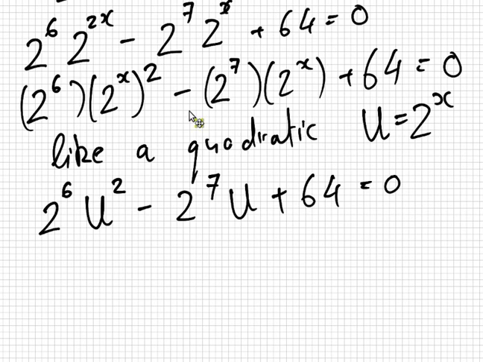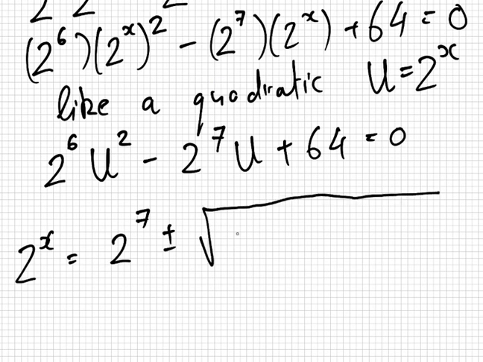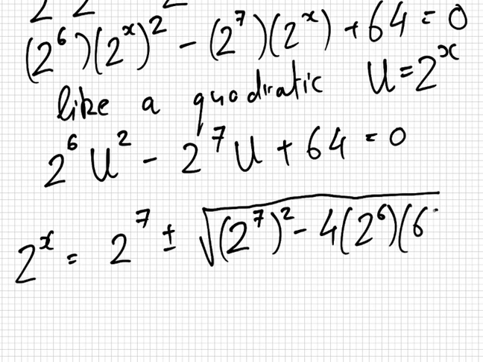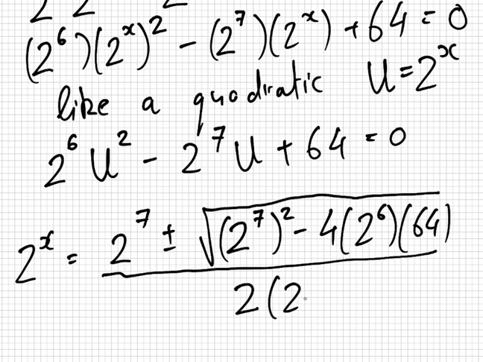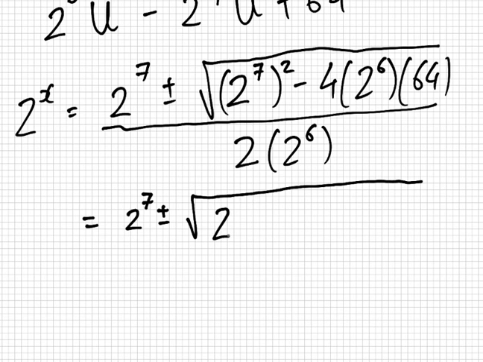Now, I've used the minus b formula here. So I get 2 power x equals minus b plus or minus the square root of b squared, which is 2 power 7 squared, minus 4ac, all over 2a. Now we can do a lot of cleaning up here. This is 2 power 7 plus or minus square root. This is 2 power 14.